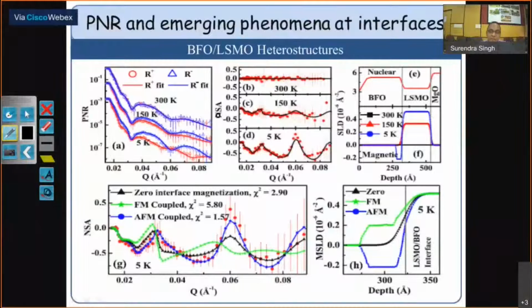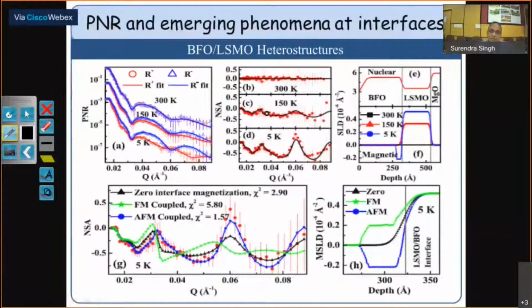And this is NSA, which is derived from the reflectivity data only. It is the difference between the two reflectivities, R plus and R minus, divided by their sum. For the 300K data we have a straight line because there is no splitting of R plus and R minus at 300K. It suggests there is no ferromagnetism in this system at 300K.